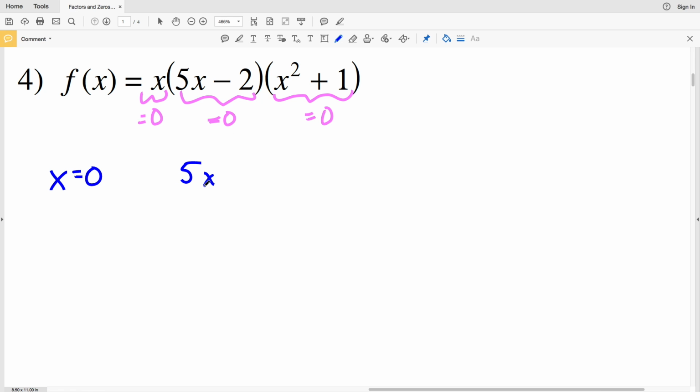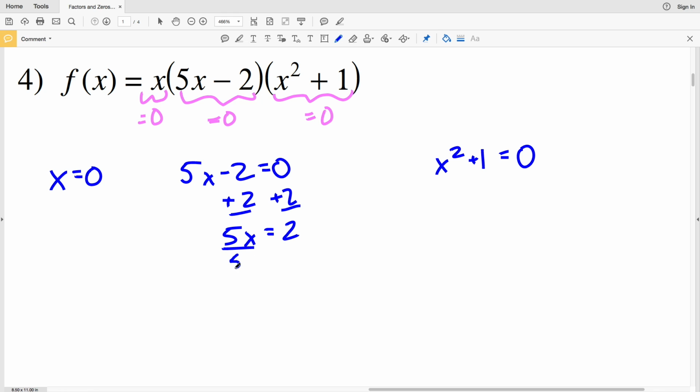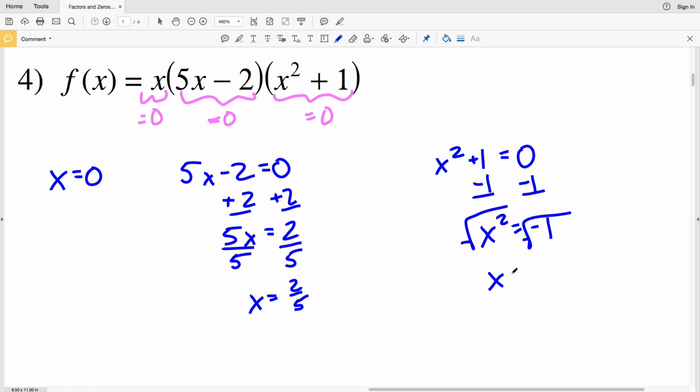Now we'll just need to solve for when 5x minus 2 equals 0 and when x squared plus 1 equals 0. So solving for 5x minus 2, we're going to add 2 to both sides to get that 5x equals a positive 2. And when we divide by 5, we'll get that x equals 2/5. And lastly, I'm going to subtract 1 from both sides and get that x squared is equal to a negative 1. Now I'm going to take the square root of both sides. So I'll have that x is equal to the square root of negative 1.